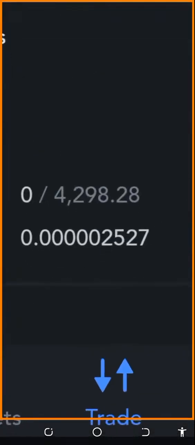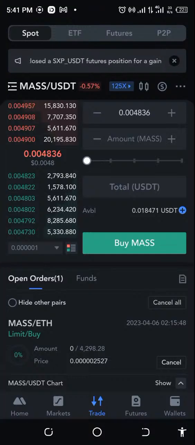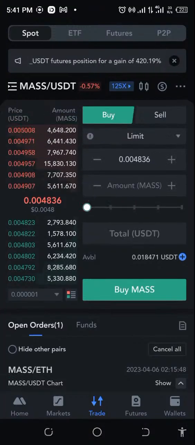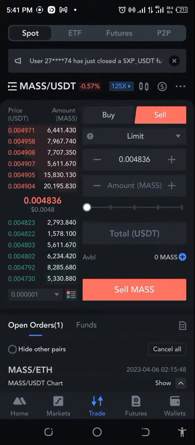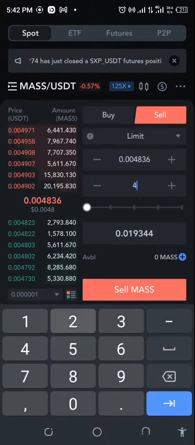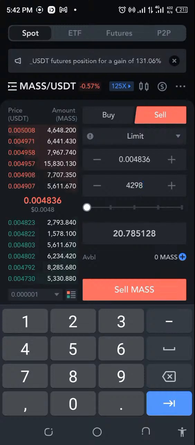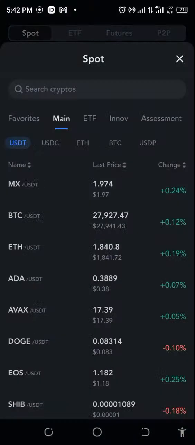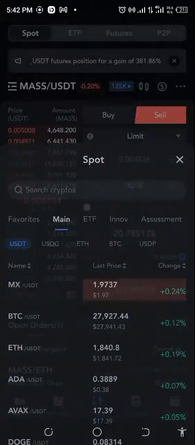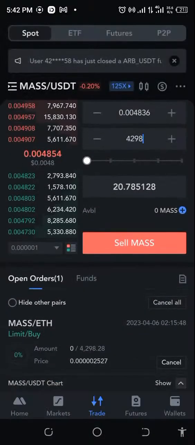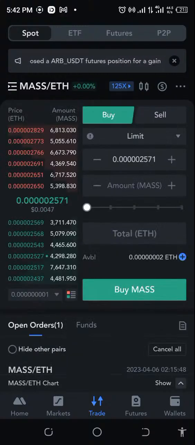So let me see again what would happen. How much do we have? We have 4298. So if I click on sell and put 4298 quantity, okay, I'll still make profit. So that is obviously sure, I'm going to make profit. But the main issue here is to be able to get MASS ETH at the price. So I'm still thinking, if I click on this, it's going back to MASS ETH. This is the problem.